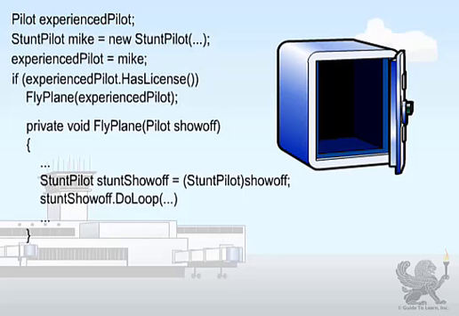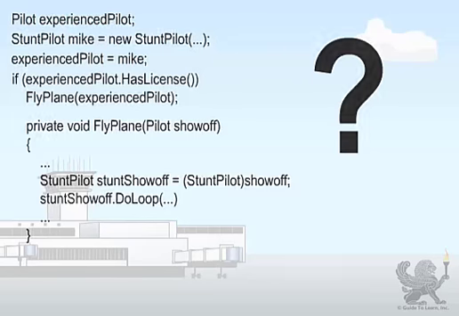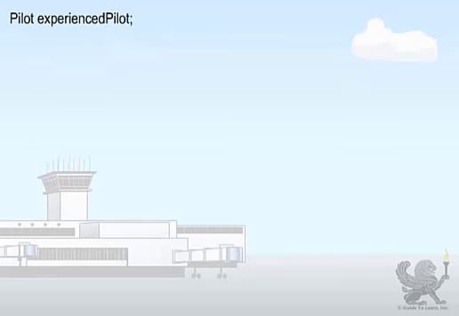This act of deception says to the compiler, I know that fly plane can normally only be used to execute pilot methods, but I know it is really referencing a stunt pilot, so this should be safe. Trust me. But is it safe? What if you use the same fly plane method later with a different variable?